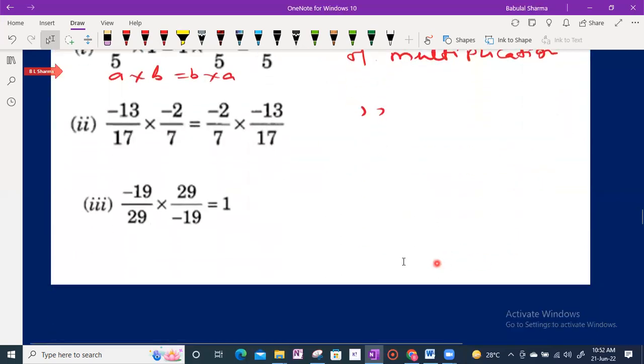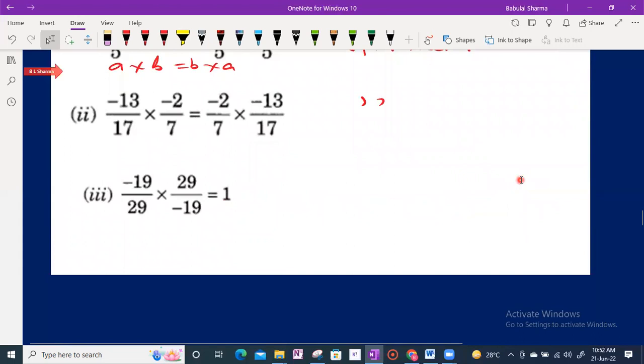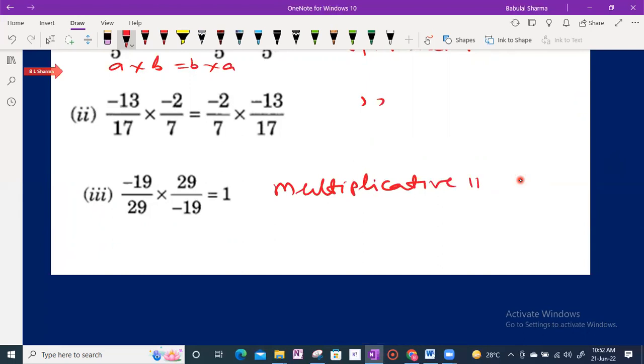And now what is this? Minus 19 upon 29 into 29 upon minus 19. It means if any number is multiplied by its reciprocal, the result is always 1. So we can say this property is the multiplicative inverse property.